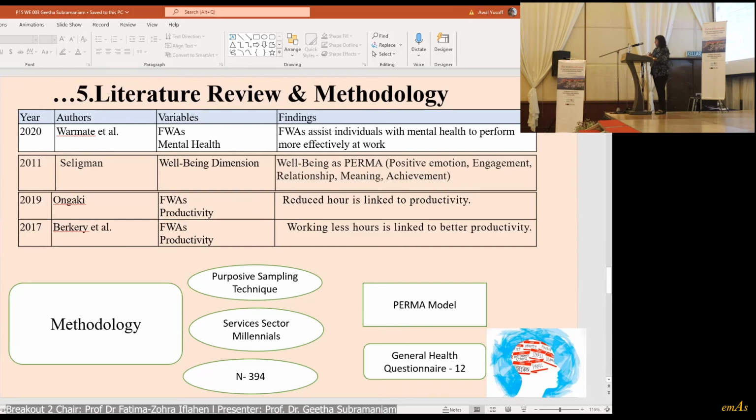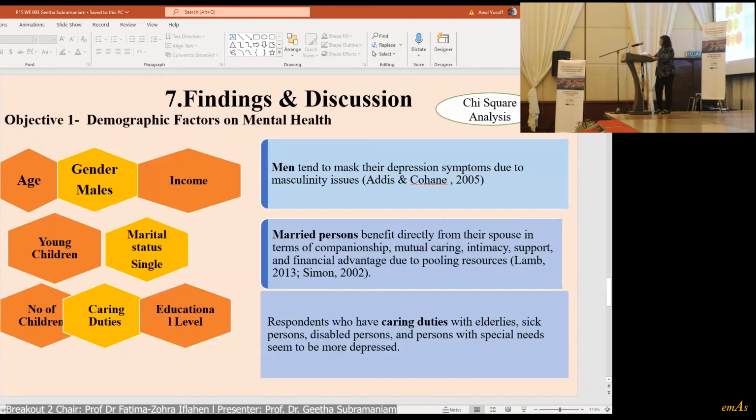Coming to methodology, it was a purposive sampling technique with a screening question, two questions. Are you below 40 years? So they were between 26 to 40 years, and are they working in the services sector? If the answer was yes, they proceeded. Otherwise, they exited the survey. We distributed about 500 questionnaires, and the usable questionnaires were only 394.